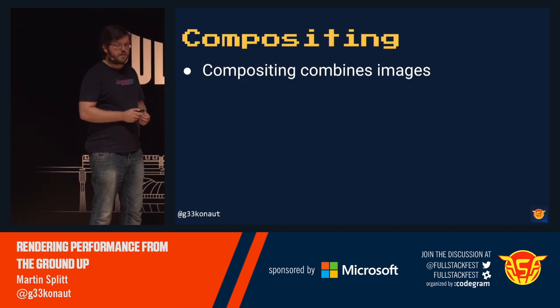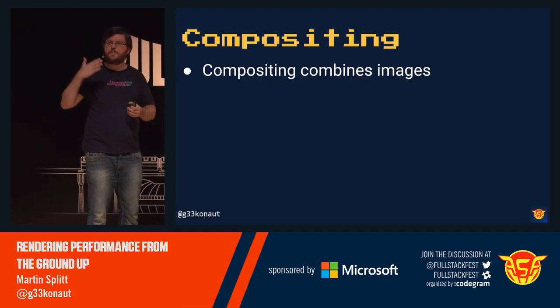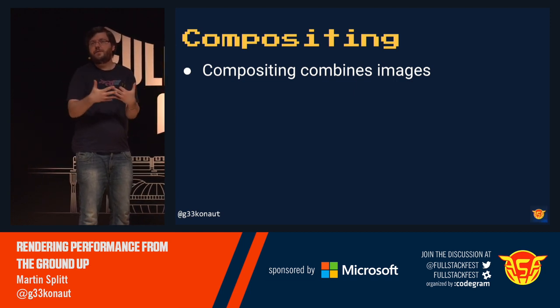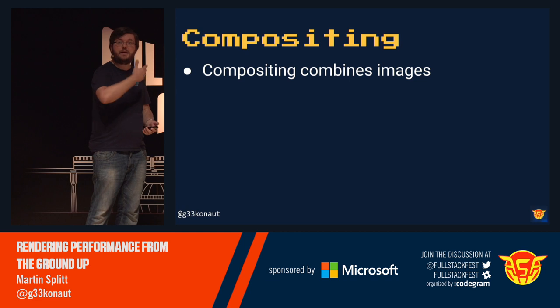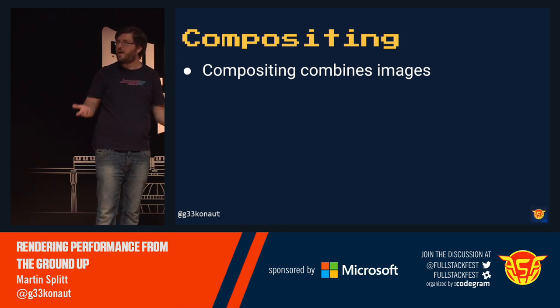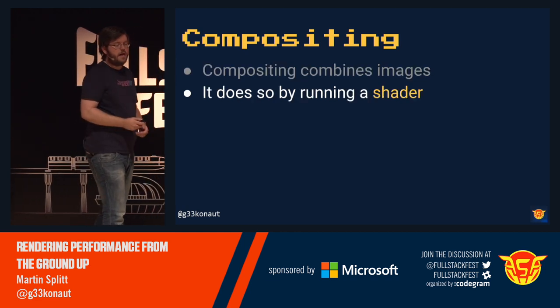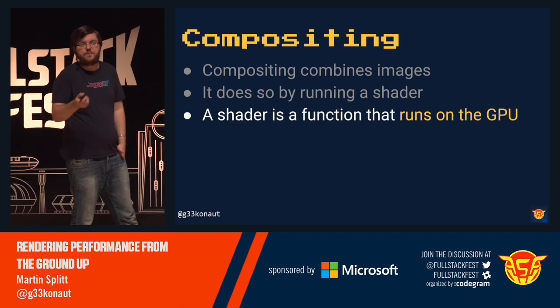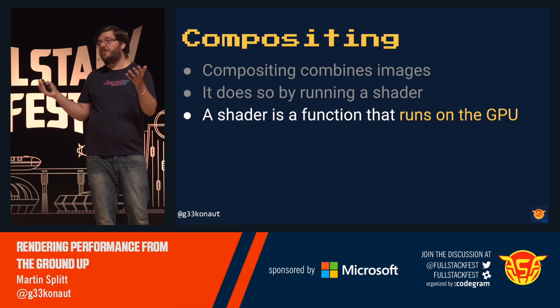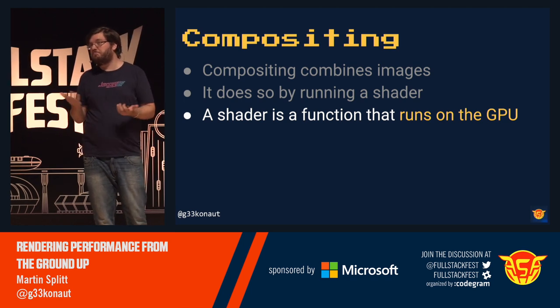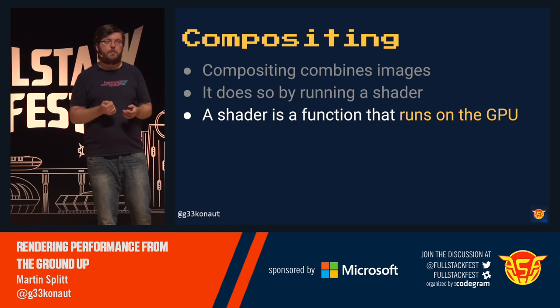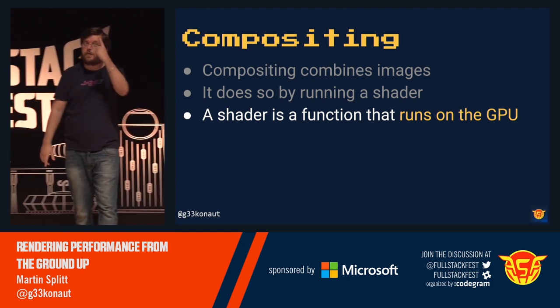So when we do compositing, we have a bunch of rectangular lists of numbers, and we combine them together to form the number that is going to be on screen at the end. And this number is a color. And it does so by using a program that is called a shader. A shader is a function that runs on the GPU, which is pretty freaking cool, right? Oh my god, I didn't know we could run stuff on the GPU in the browser.